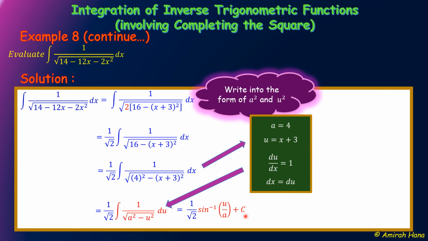And after that, we replace u equals x plus 3 and a equals 4. So the final answer equals 1 over root 2 inverse sine x plus 3 over 4 plus c. So this is the final answer when we integrate 1 over square root of 14 minus 12x minus 2x squared dx.